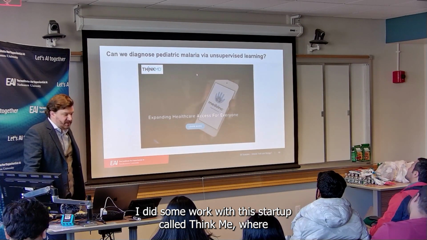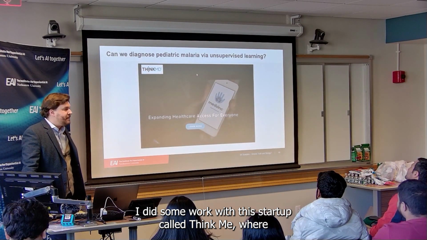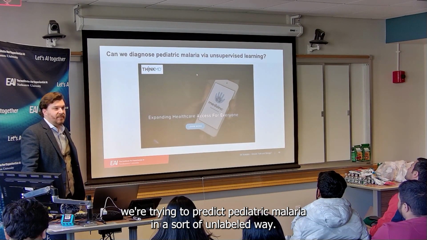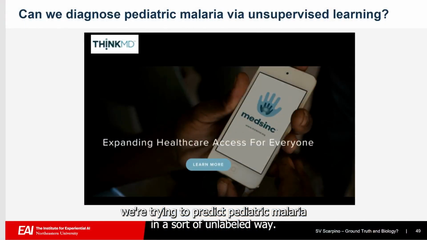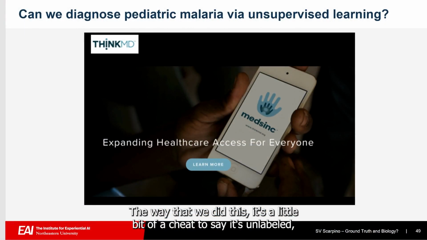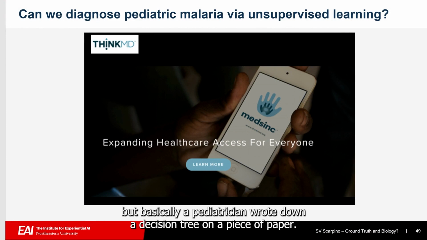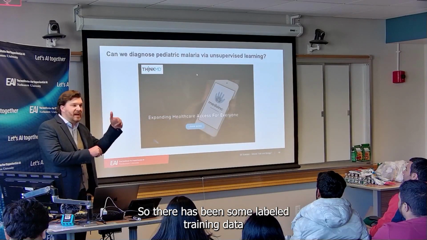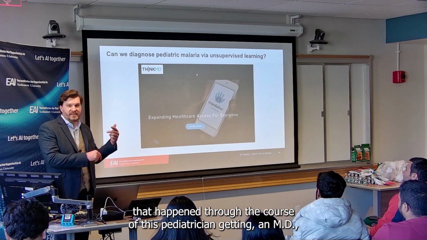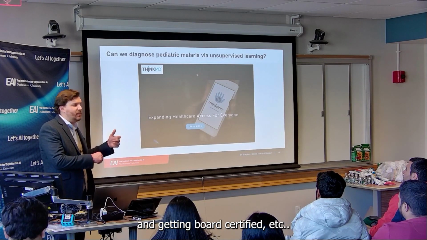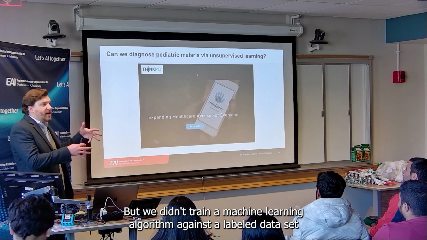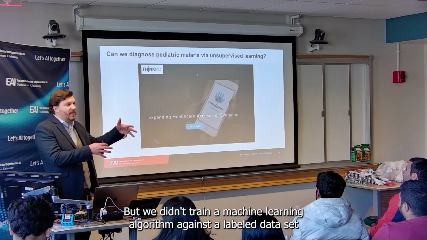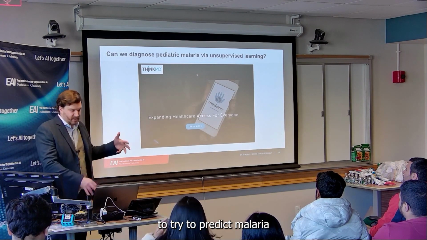Did some work with this startup called ThinkMD, where we're trying to predict pediatric malaria in a sort of unlabeled way. It's a little bit of a cheat to say it's unlabeled, but basically a pediatrician wrote down a decision tree on a piece of paper, we code it up in JavaScript and put it in an app, and then somebody will diagnose pediatric malaria. So there has been some labeled training data that happened through the course of this pediatrician getting an MD and getting board certified, et cetera, but we didn't train a machine learning algorithm against a labeled data set to try to predict malaria.